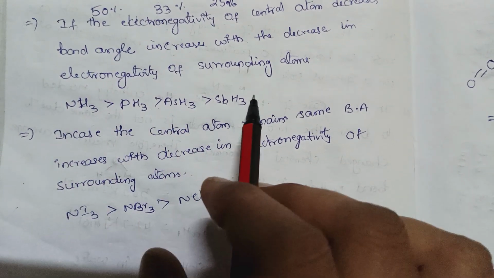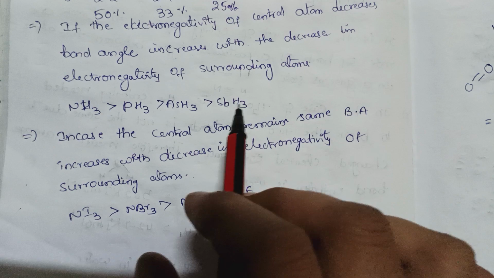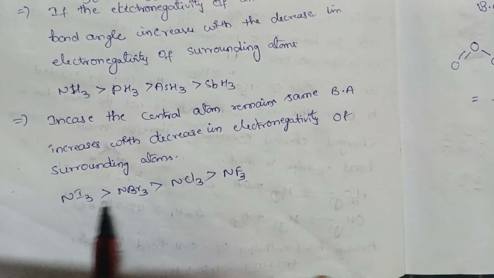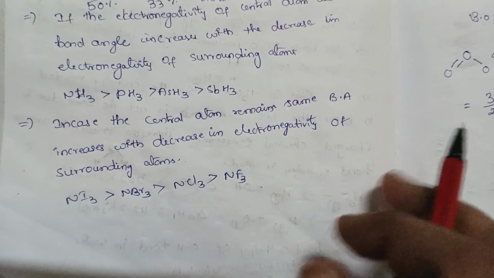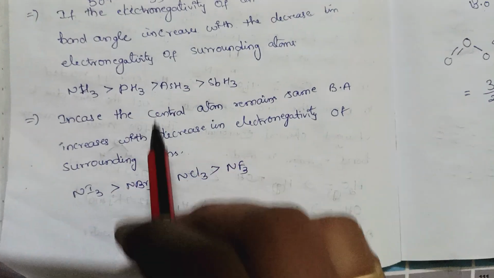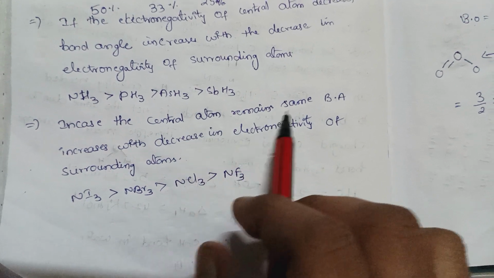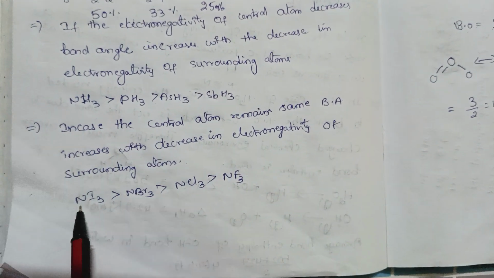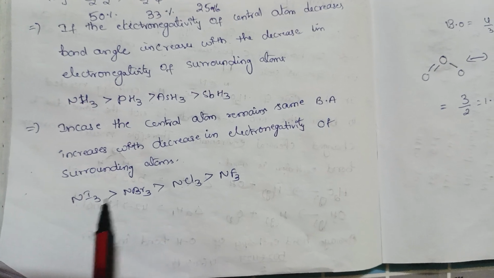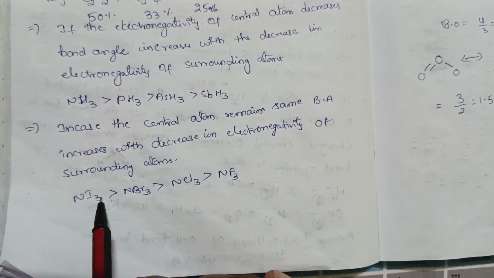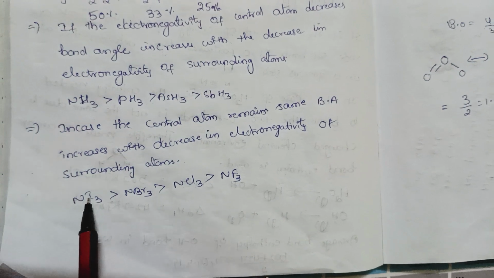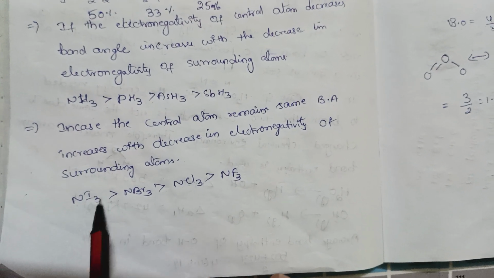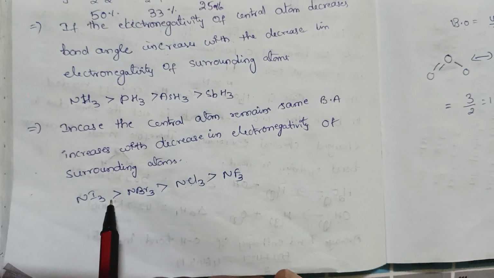Here the central atom differs, and the surrounding atoms are the same. Here the central atom is the same, and the surrounding atoms differ. When the central atom remains the same, bond angle increases with decrease in electronegativity of the surrounding atoms. Electronegativity is lower for iodine, so the bond angle is higher for NI3.